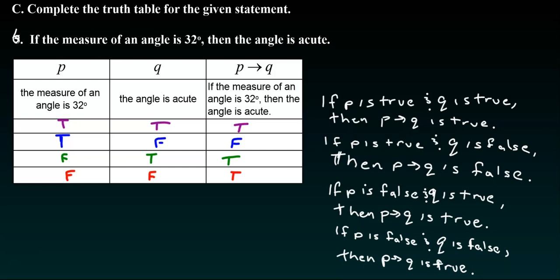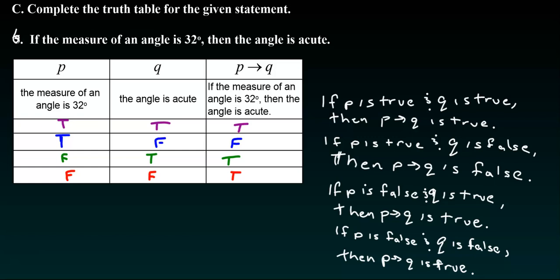For the second part, for the blue ones, if the measure of the angle is 32 degrees and the angle is not acute, so we're saying that the angle is either obtuse or right, so then we're saying it's false, right? Then if the measure of an angle is 32 degrees, then the angle is not acute is a false statement, because 32 degrees will always be acute.